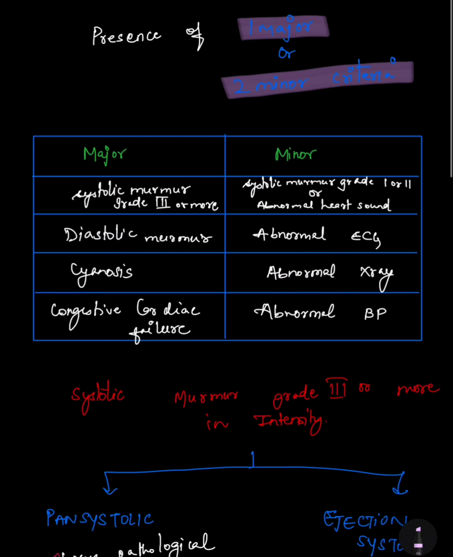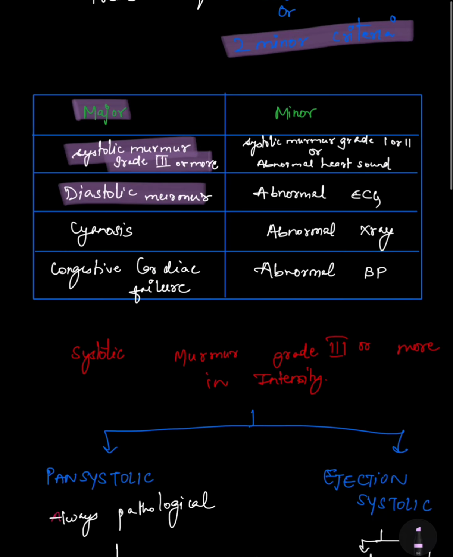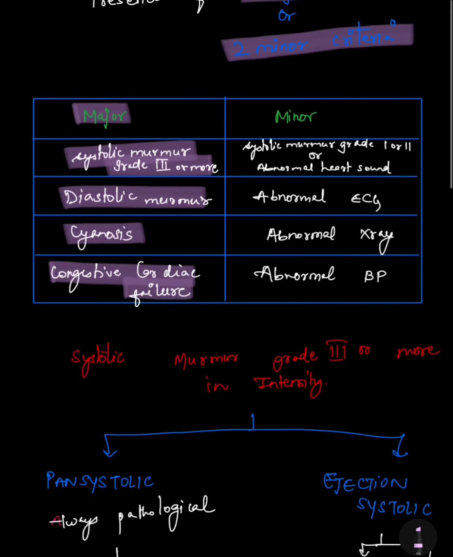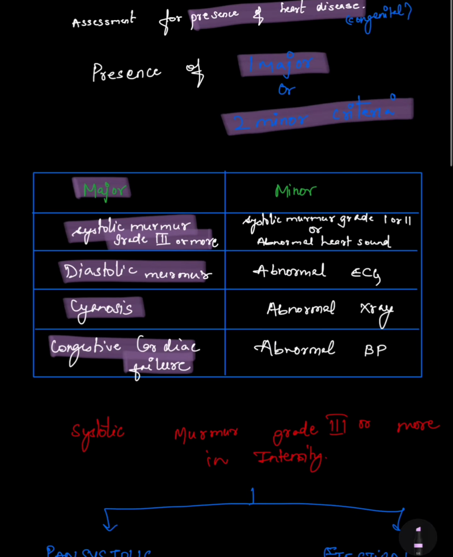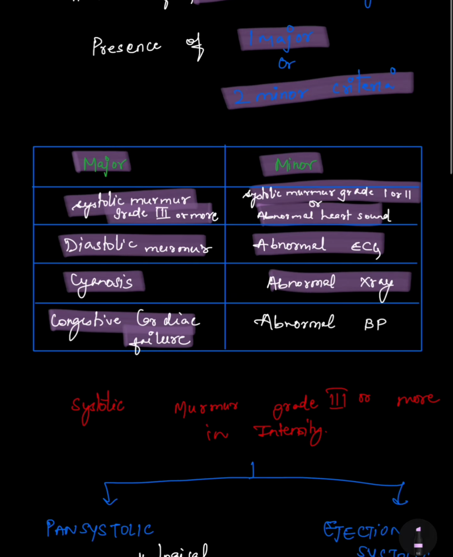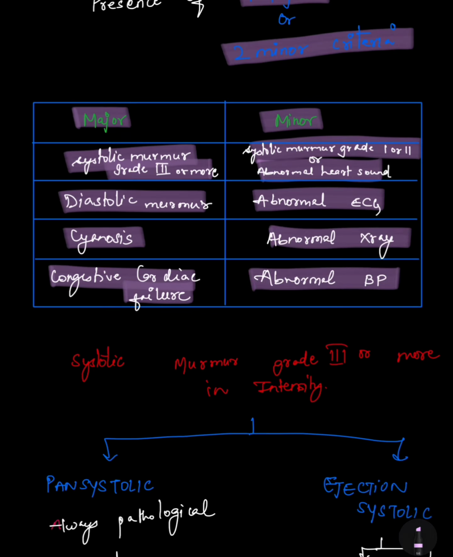So the major criteria mainly are the systolic murmur of grade 3 or more. If there is a systolic murmur of grade 3 or more, it's a major criterion. Any kind of diastolic murmur is present, cyanosis, mainly central cyanosis, and the presence of congestive cardiac failure. So these are the major criteria in the NADA's. And if you talk about the minor, it is systolic murmur of grade 1 or 2, or any abnormal heart sound, or an abnormal ECG, abnormal X-ray, or the presence of abnormal BP, blood pressure. So these are the minor criteria and the major are these.